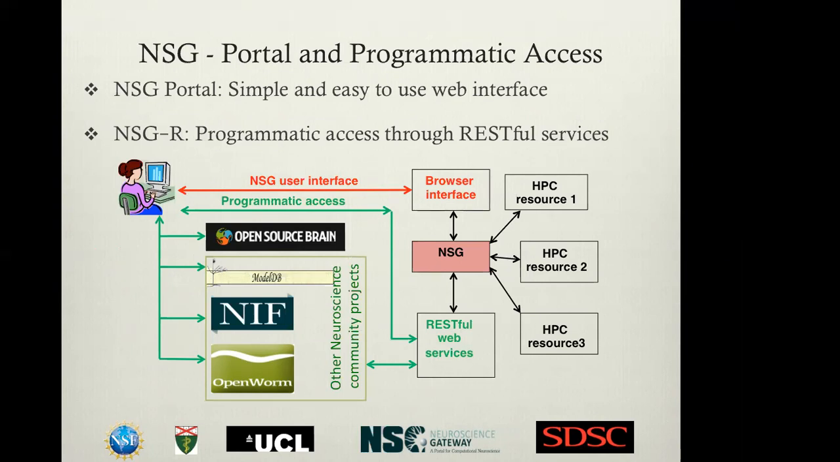Or if they are a little bit more sophisticated, they can do programmatic access. You could have Python code or other code where you can just connect programmatically through RESTful services to the NSG. Or the other neuroscience community projects, which have their own web application, can also connect to the NSG using the RESTful services. But I'll talk a little bit more in detail in the later slides.